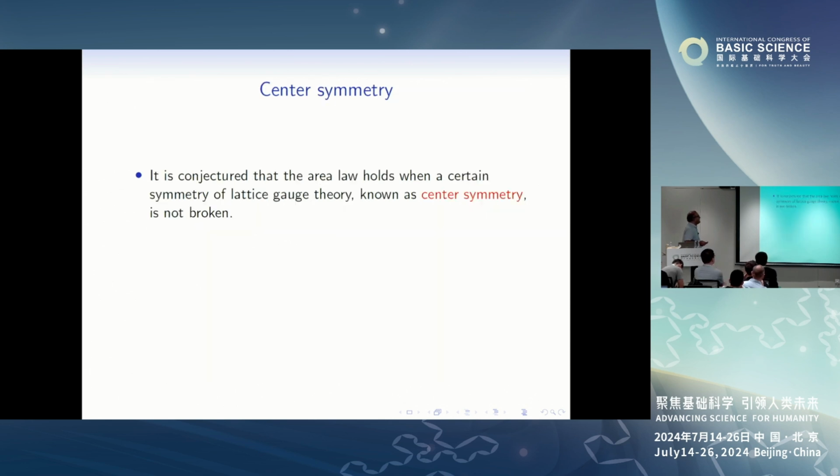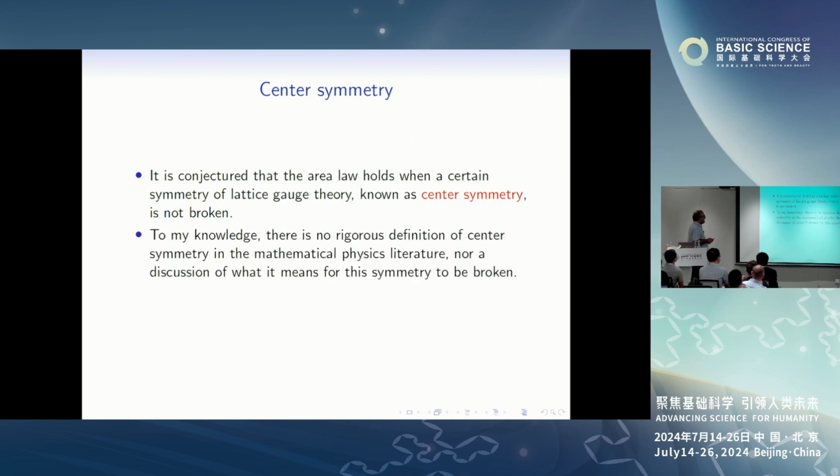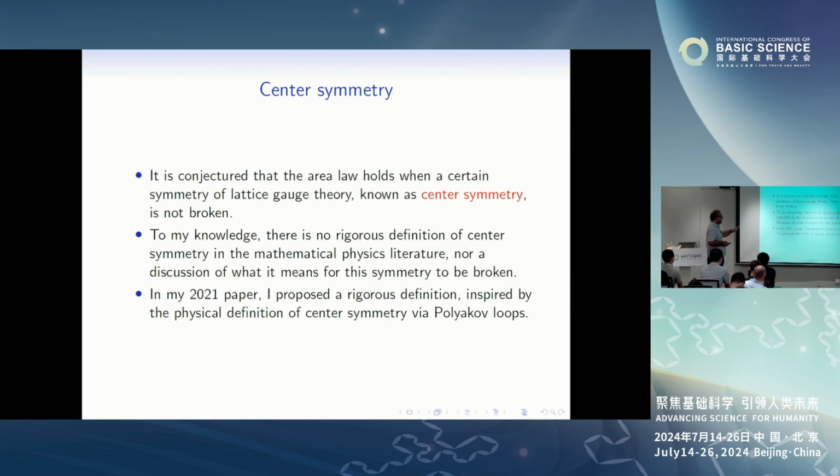Okay, so it is conjectured that the area law holds when a certain symmetry of the lattice gauge theory known as center symmetry is not broken. So what does that mean? To my knowledge, there is no rigorous definition of center symmetry prior to what I did in the math physics literature, nor a discussion of what it means for the symmetry to be broken. Okay. And so in this paper, I proposed a rigorous definition, and it's inspired by the physical definition of center symmetry by Polyakov loops, which I don't fully understand, but it's pretty close.